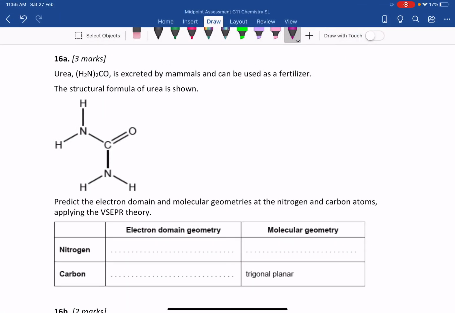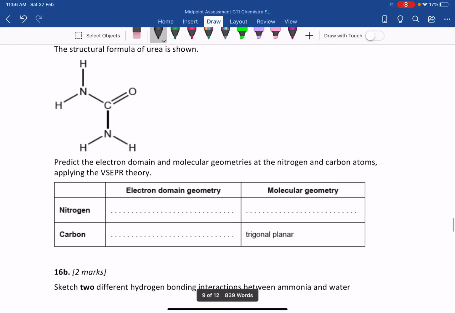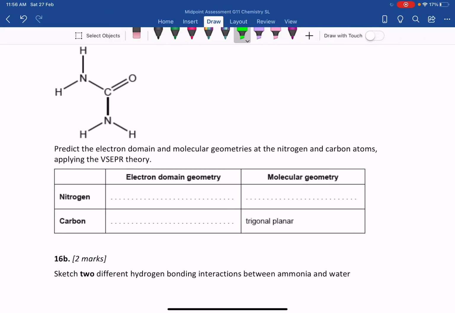Okay, our favourites. We're looking at geometries. We've got urea, which is excreted by mammals and can be used as a fertiliser. Okay, I'm going to be brutal here. I do not care. Not interesting to me at all in this first part of the question. All I'm really interested in is the formula of urea, knowing what it looks like, knowing how it's arranged. So predict. Predict is what it's asking me to do.